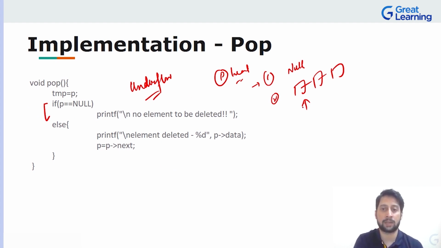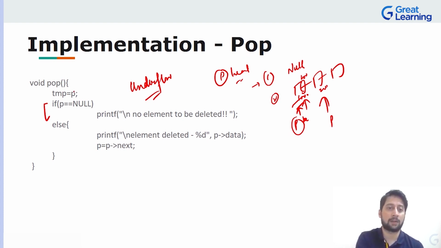Now if p is not null, that means head or p is pointing to this node, that means 1000, let's suppose. So at that time what we are going to do is just update our p to p's next, which is nothing but this node. That will be, let's suppose, 2000 here. So p will be pointing to this. That's it, we have removed this. Okay, this is how you delete or perform pop operation in stack.